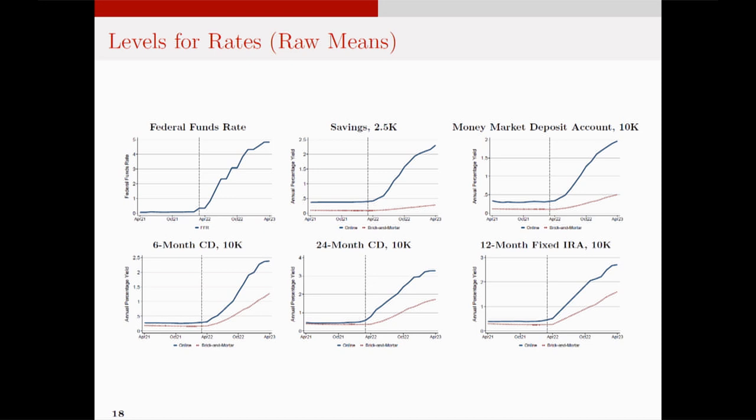Okay, so finally, before I show you the regression results, let me show you some figures. On the left, up here, you see the change in the federal funds rate. I'm looking at this interest rate hike from almost 0 to 5%. And then you see my different savings and certificates of deposits accounts. Again, with blue, you see the reaction of online banks. With the red dotted line, you see the reaction of brick and mortar banks. Before the shock, they move very similarly to each other. After the shock, we see an increase in rates offered by both types of banks, but you can clearly see that the reaction of online banks is much larger than the reaction of brick and mortar banks, and this gap in reaction is increasing over time.